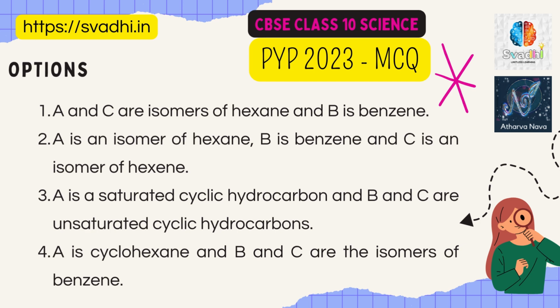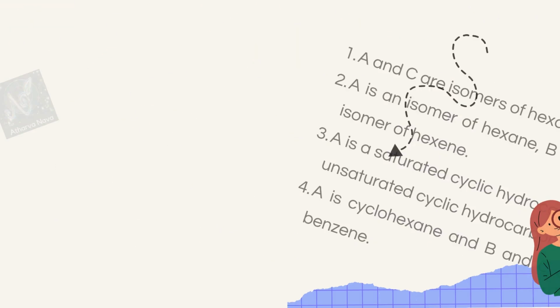3. Figure A is a saturated cyclic hydrocarbon and B and C are unsaturated cyclic hydrocarbons. 4. Figure A is cyclohexane and B and C are the isomers of benzene.